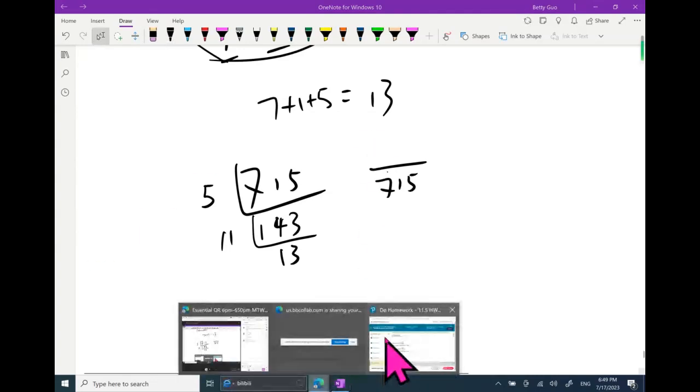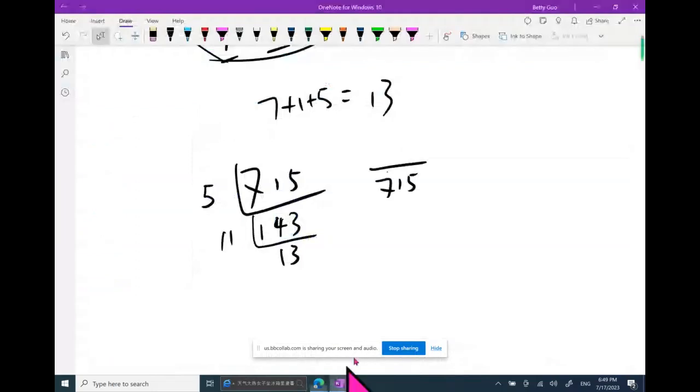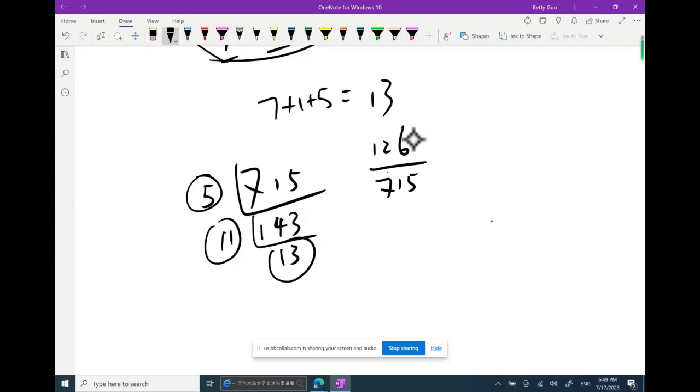So the denominator is 715 and the numerator is 126. The denominator has 3 prime factors: 5, 11 and 13. The numerator is not divisible by 5, and not divisible by 11. Is it divisible by 13? Let's try 126 divided by 13. It's not either. So this is already simplified.